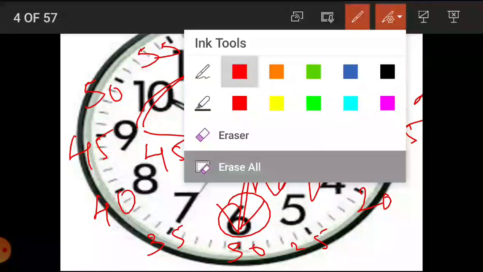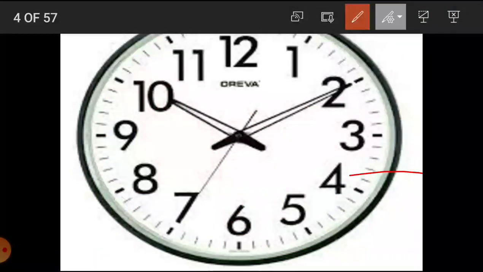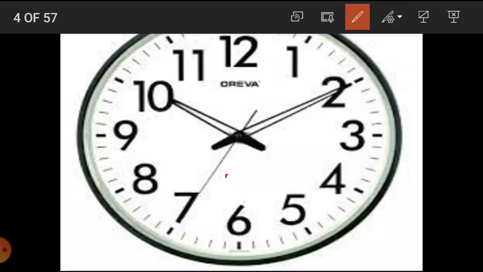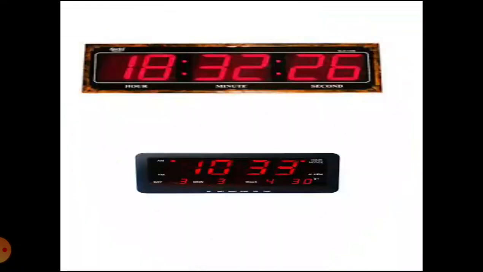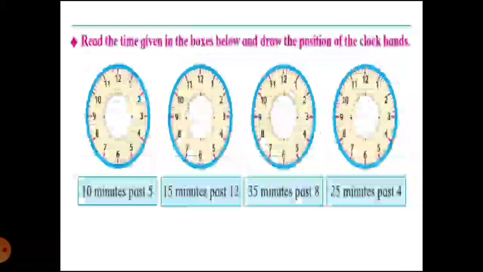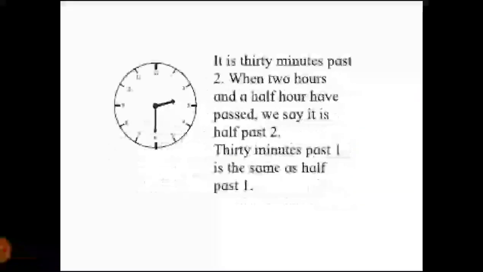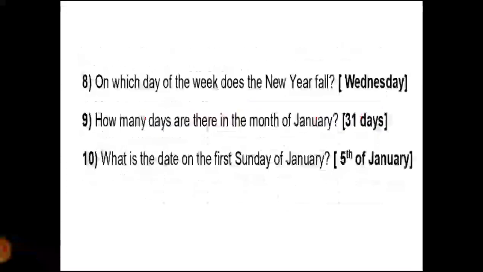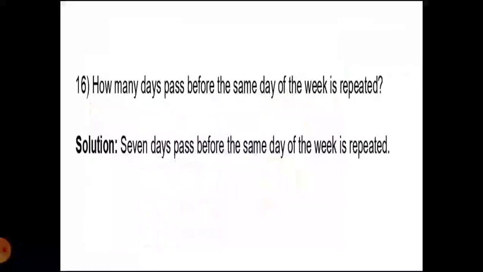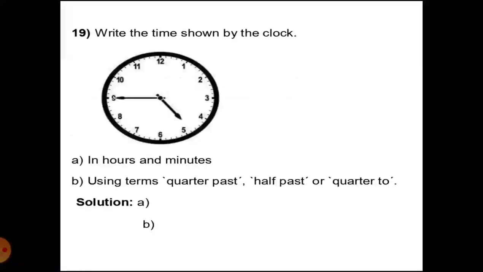Proceeding further, we have studied these examples and we were at sum number 19. Over here. So write the time shown by the clock.